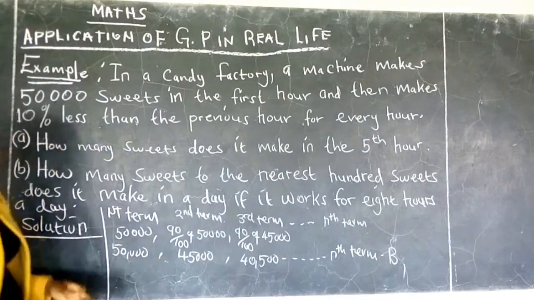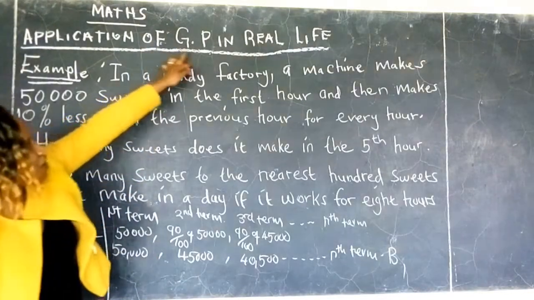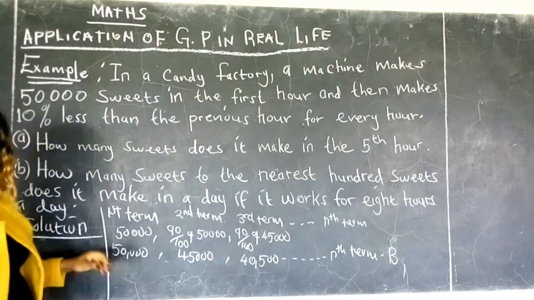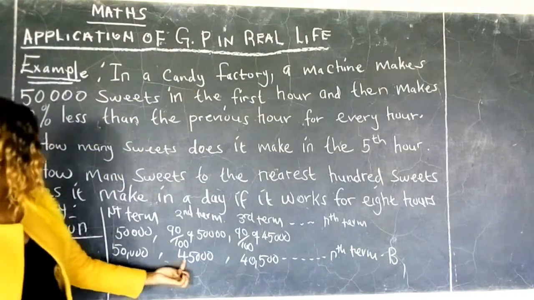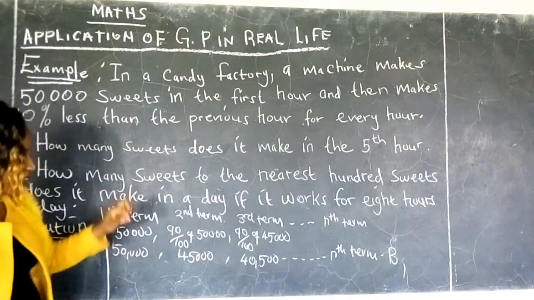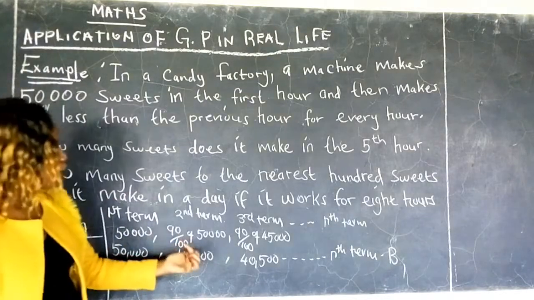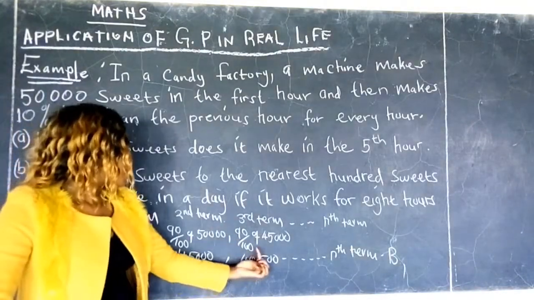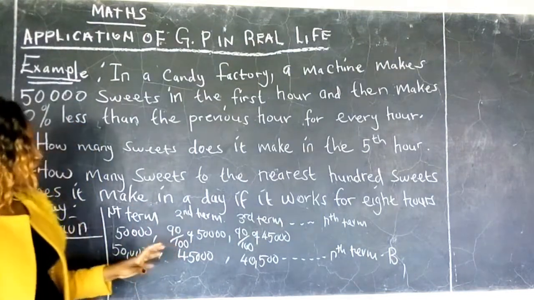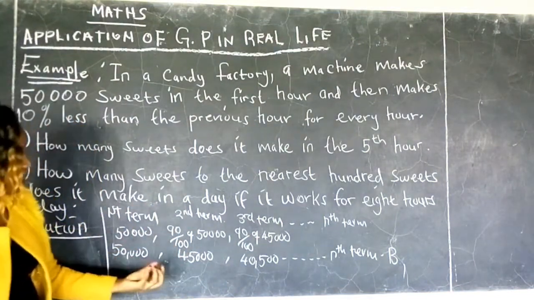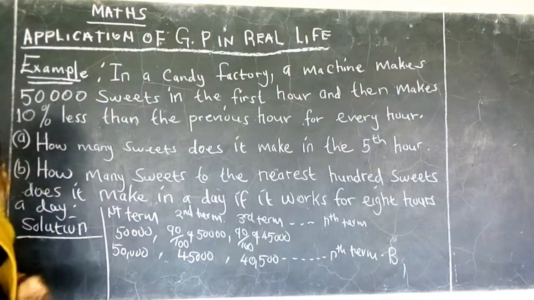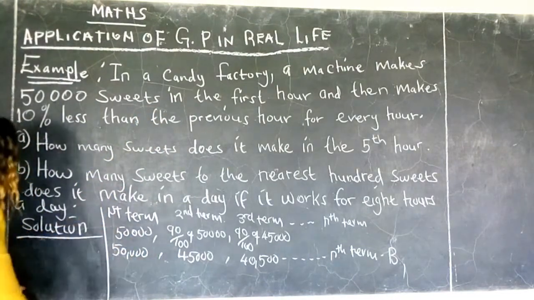But let's try to check whether it is a GP, the one we are trying to focus on in this tutorial. So for the GP, we are going to take 45,000 and divide by 50,000, and the answer we shall get should be equal to 40,500 divided by 45,000. If it is common or it is the same, then we know that this one definitely is a GP. So let us try that.